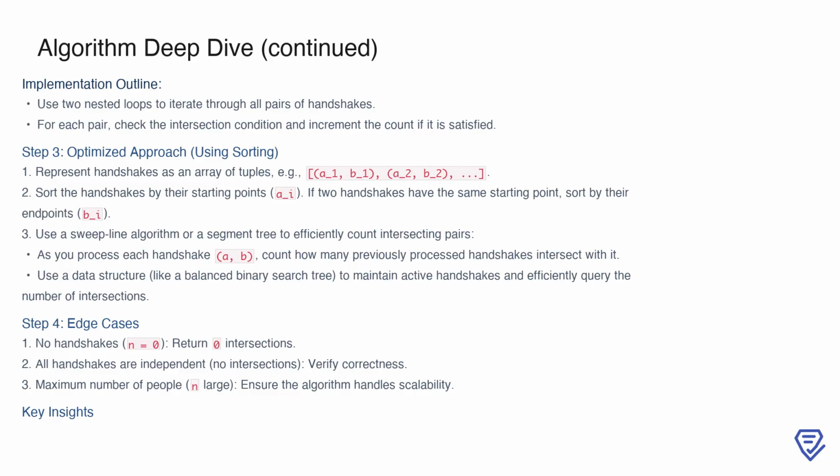A further optimization involves using a sweep-line algorithm or a segment tree. As we process each handshake (A, B), we count how many previously processed handshakes intersect with it. This is achieved by maintaining a dynamic data structure, such as a balanced binary search tree, that tracks active handshakes and supports efficient querying. Edge cases must also be considered, such as when there are no handshakes or when all handshakes are independent. Furthermore, the algorithm must handle scalability for large values of n to ensure practical usability.